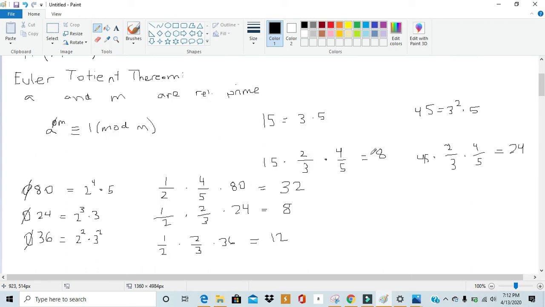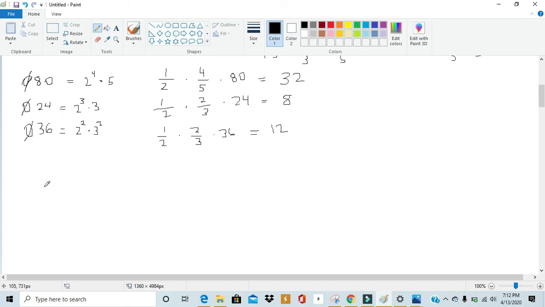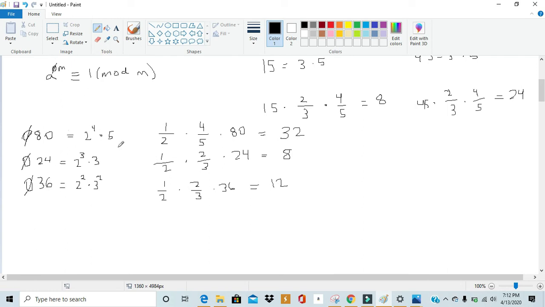This basically shows us an interesting thing. If we have two numbers relatively prime to each other, let's take m to be 36 and a to be 7. 7 and 36 are relatively prime with each other. They have no common factor except for 1. So that means that 7 to the power of the totient of 36 would be congruent to 1 mod 36.